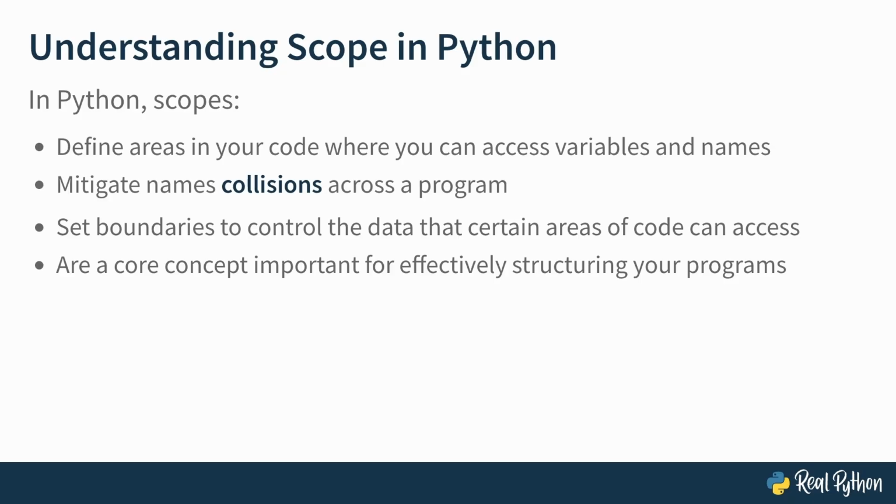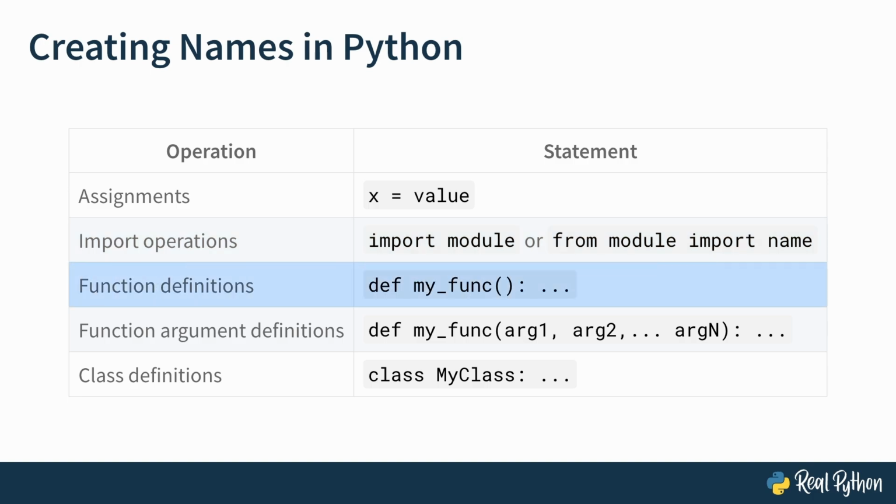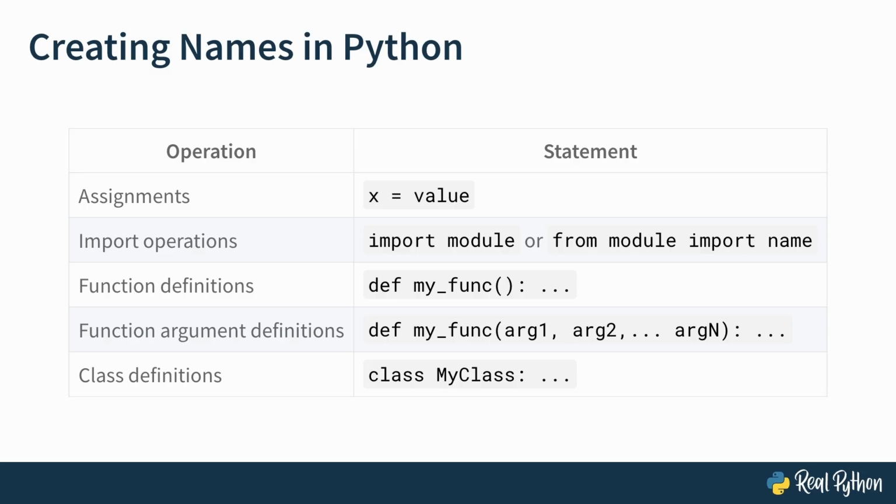And where do these names come from? How do they enter your program? For names that you, the programmer, define, there are a few different ways they can be created in Python. Through assignment, such as creating a variable like x equals value. Through import operations, such as import module or from module import name. In function definitions, using the def keyword, for example, def my_func, followed by some function code.